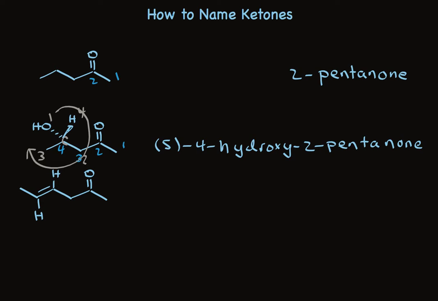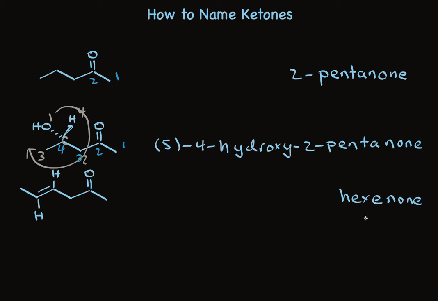Again, we have 2 functional groups. Now it's an alkene and a ketone. The longest chain that contains the highest priority functional group, which is the carbonyl, is a 6-carbon chain. So we're going to call this a hexanone. But because we have a double bond there, we're going to have to indicate it's an alkene, which means we change this A to an E, and we have a hexenone.